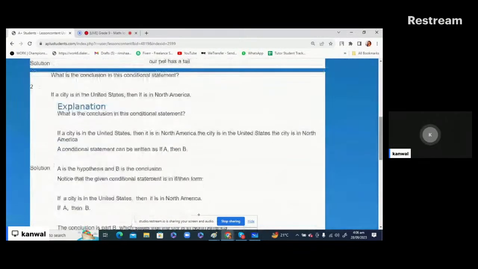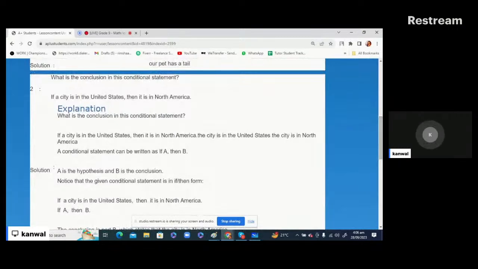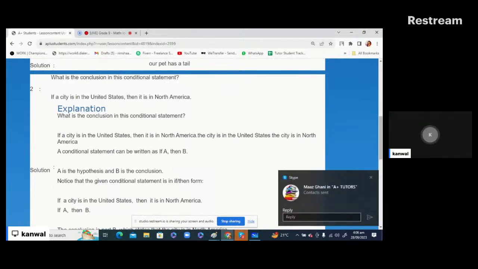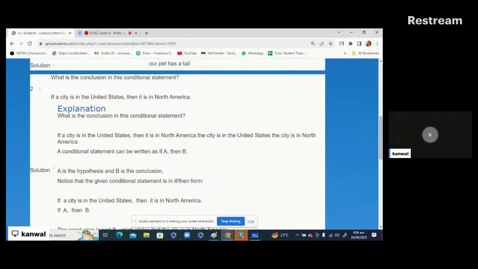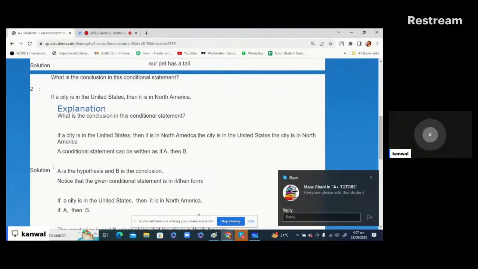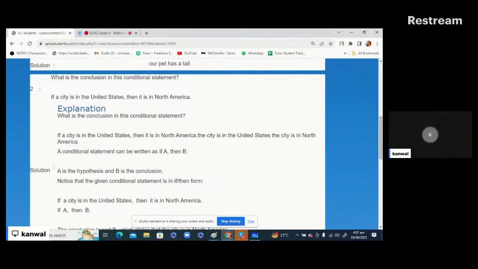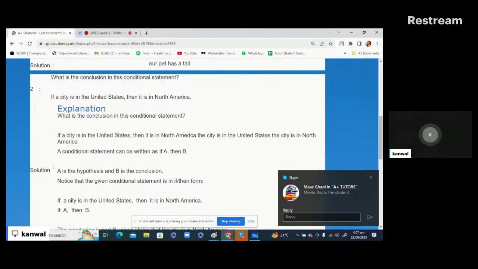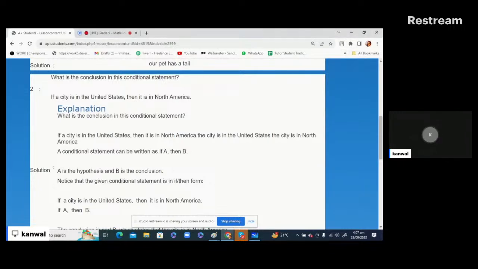Let's do part B for that. Question number 2. What is the conclusion in this conditional statement? If a city is in the United States, then it's in North America. Again there are two parts, A and B. Your A is the hypothesis and your B is the conclusion. What's the conditional statement can be written as A and B. Your A is the hypothesis, as we know, and your B is the conclusion.